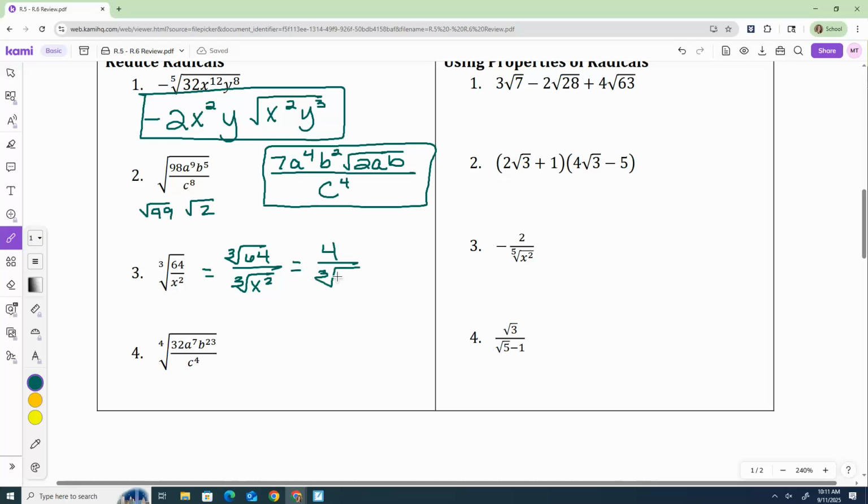Okay, can I leave my answer like this? Nope. No, we can't have a radical on the bottom. So if I have 2 x's, how many more do I need? We need 1 more so that we have 3 total. So that's 4 cube root of x over the cube root of x cubed, or just plain x.